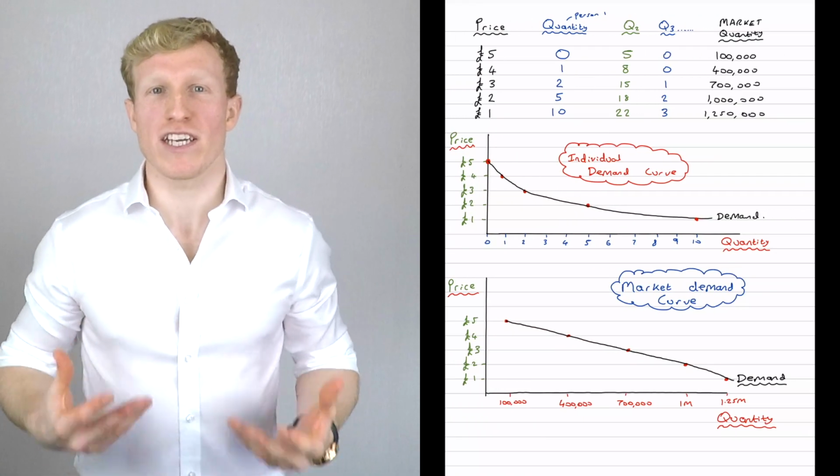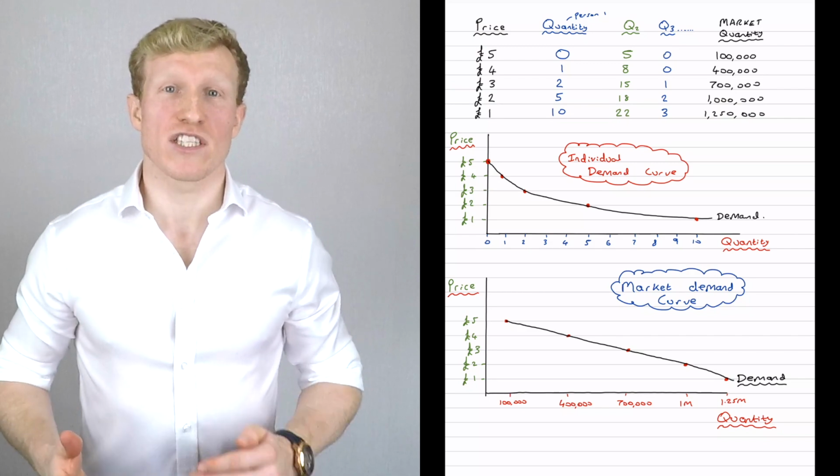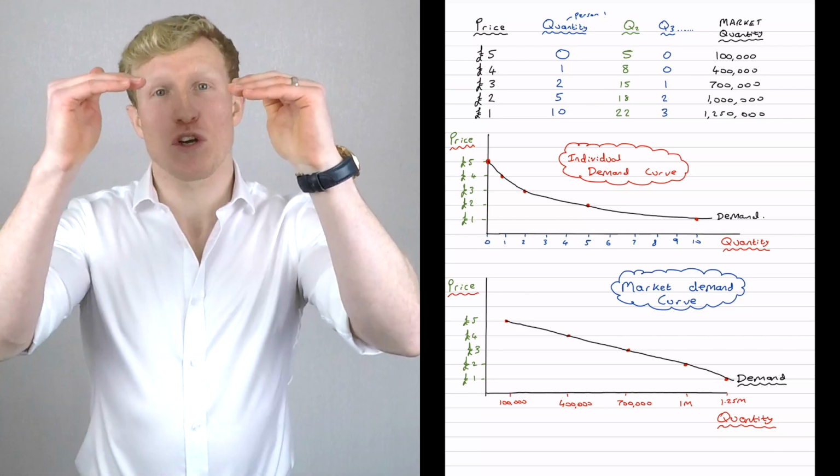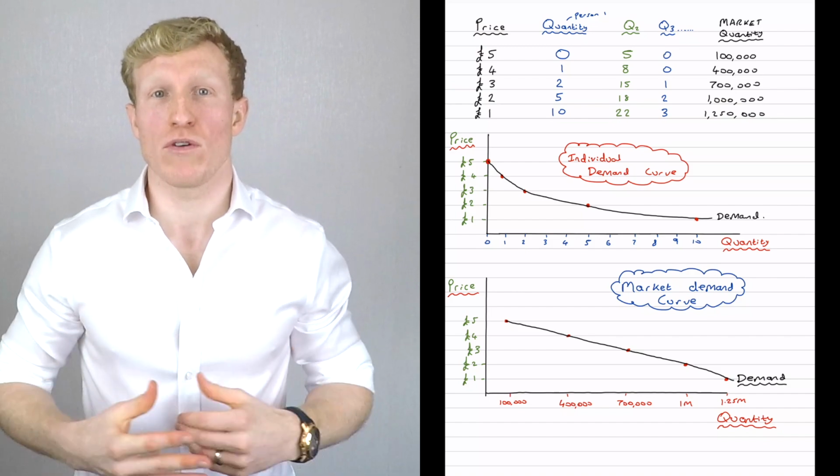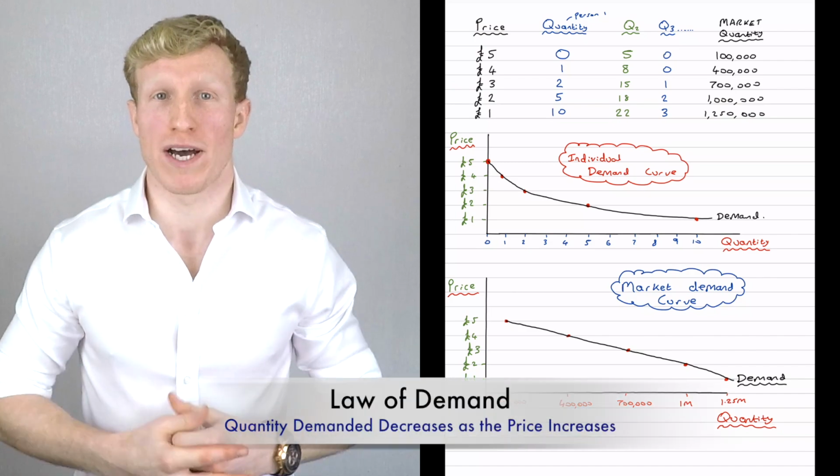Generally then, the demand curve just captures the idea that as the price in the market increases, the quantity demanded of that particular product decreases. And this is known most generally as the law of demand.